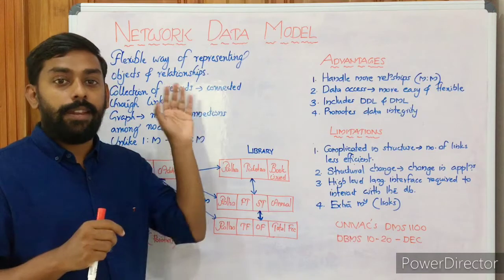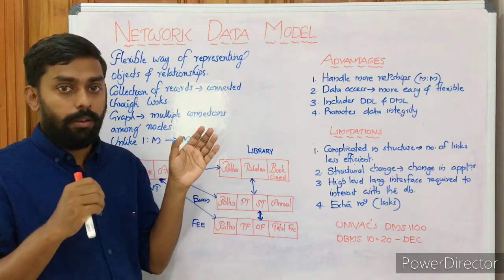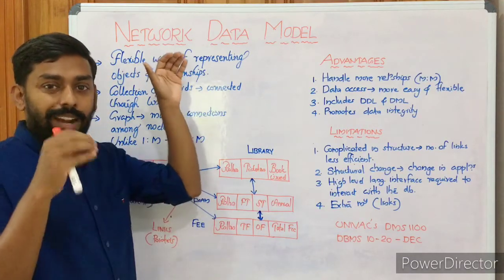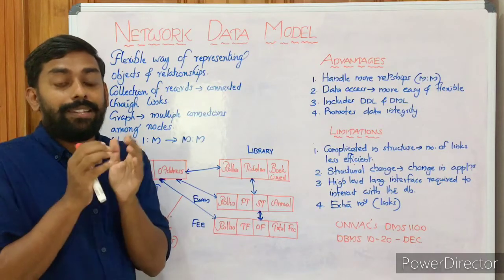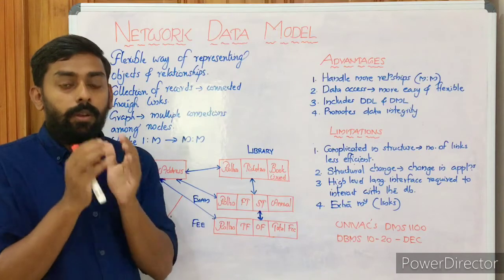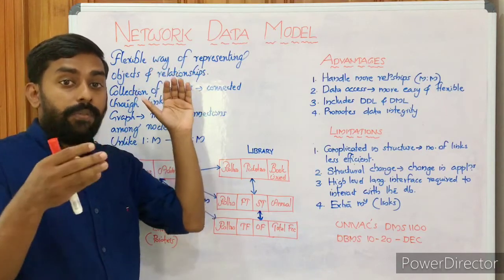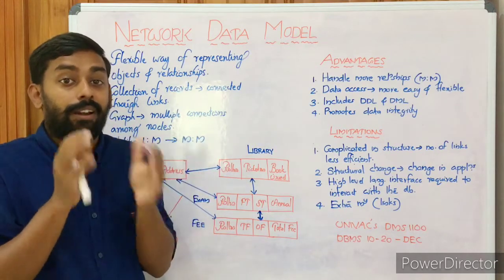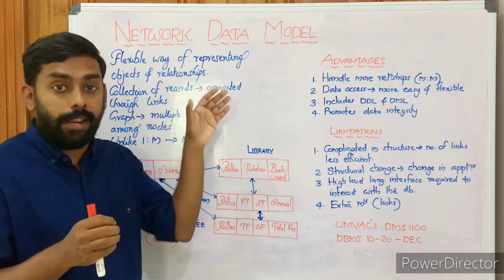And here we have two more data models to discuss. The first one is the network data model, and the third one is the relational data model. Today in this session, let's start with the network data model. In the network data model, it's a flexible way of representing objects and their relationships. We know data is stored in the form of objects, okay? So it's a flexible way of representing objects, and of course these objects must be connected, and that's what a relationship is.